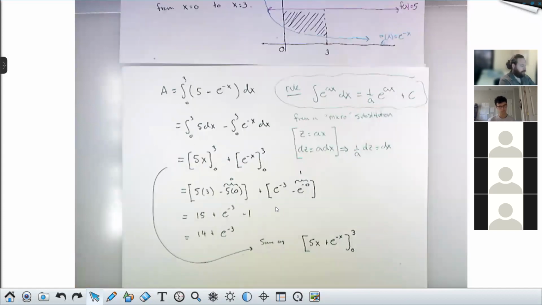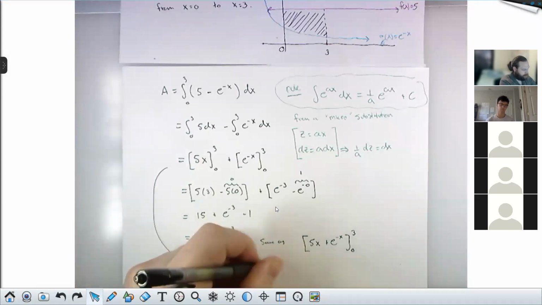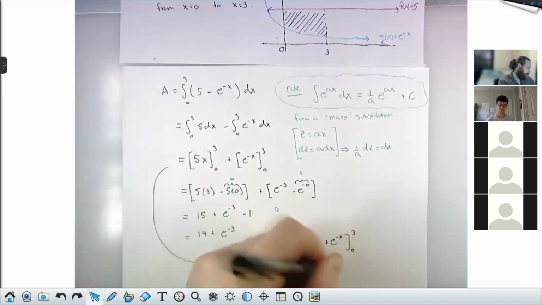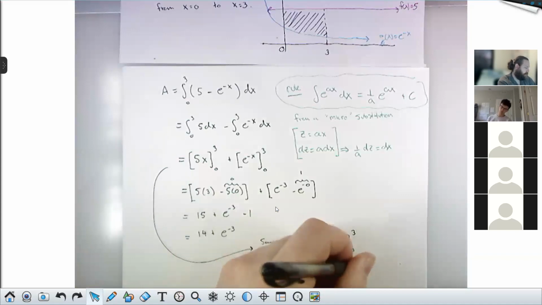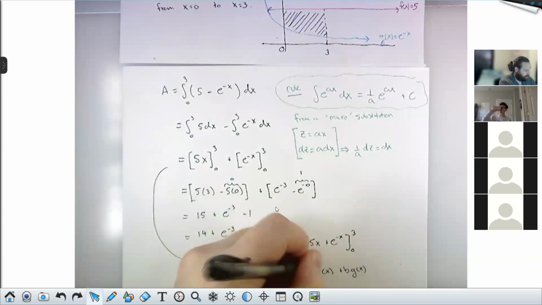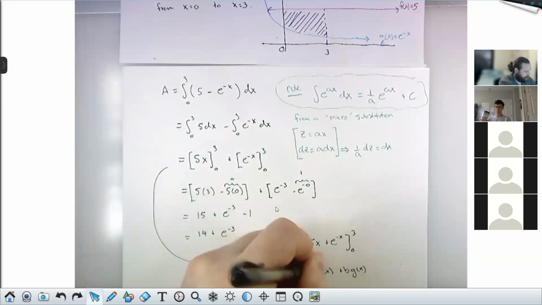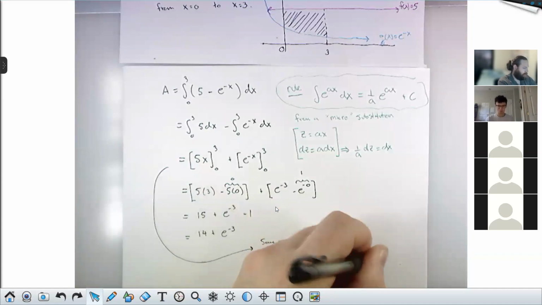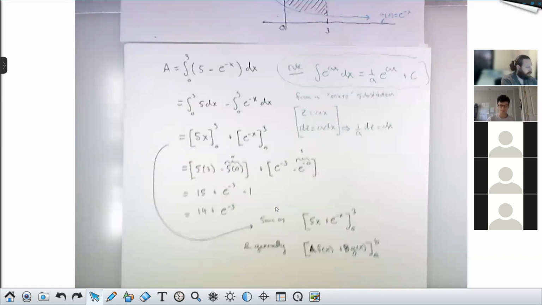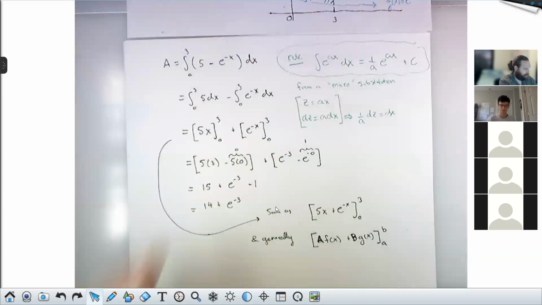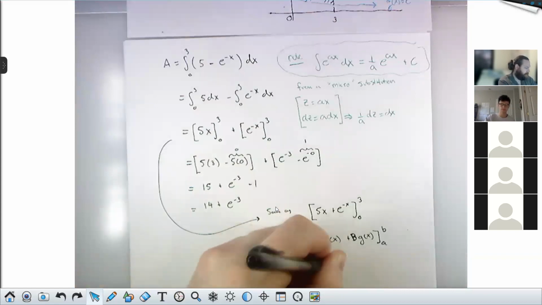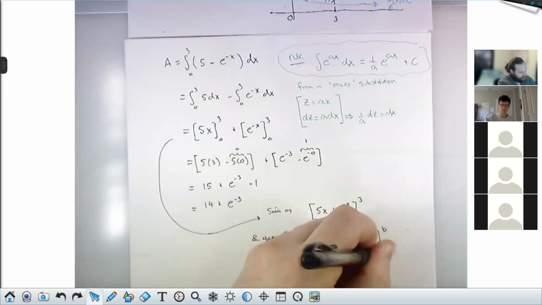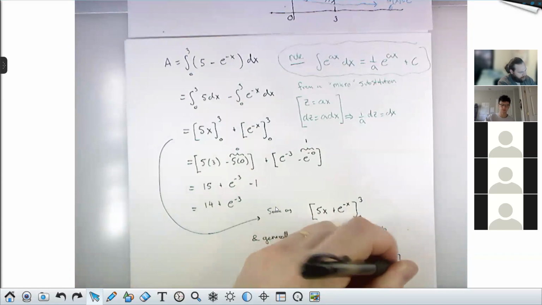Yep. And more generally, if you have capital A times f of x plus capital B times g of x evaluated from little a to little b, the evaluation bracket is linear, meaning this is the same as the constant A times f of x evaluated from a to b plus the constant B times bracket g of x from a to b.